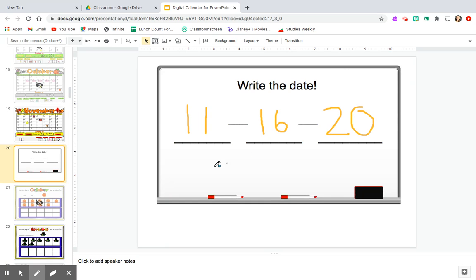All right, let's spell out November. Remember, we start with a capital N. O V E M B E R. November. Great job.